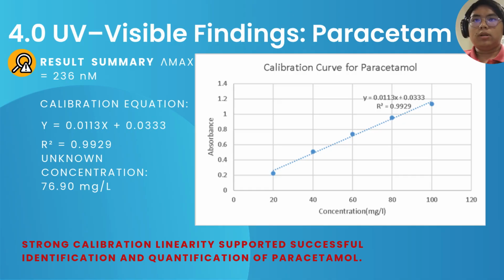For paracetamol, the maximum absorption wavelength was observed at 236 nanometers with an R-square value of 0.9929, indicating excellent calibration linearity. The unknown concentration was calculated as 76.90 mg per liter. Since the R-square value is very close to 1, this suggests a very strong relationship between absorbance and concentration, supporting a reliable quantitative determination.